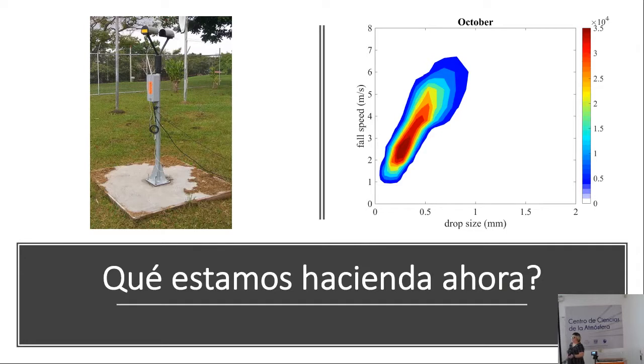Well, I was telling you now we are interested in knowing what can we see beyond this, and we work in a new project, and we are trying to determine what is the relation between the isotopic signal of the rainfall sample and the optical characteristics of raindrops.